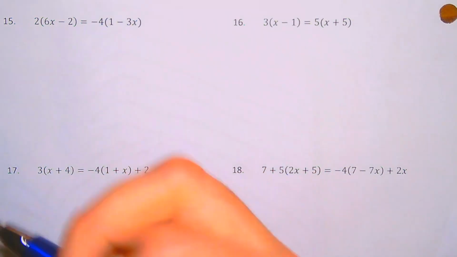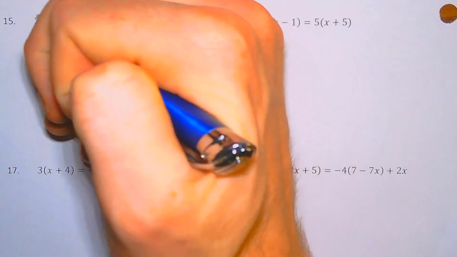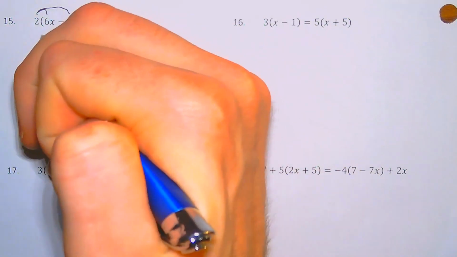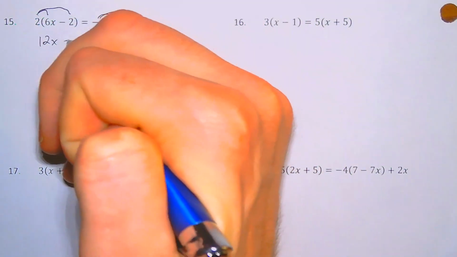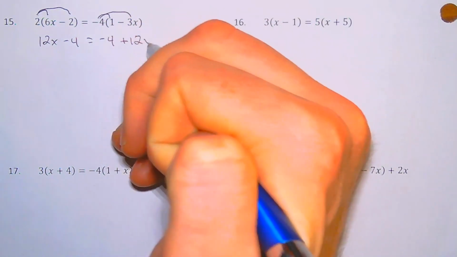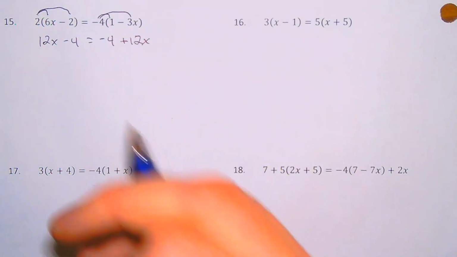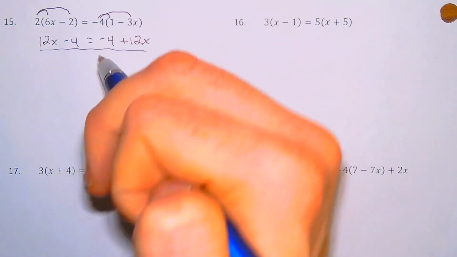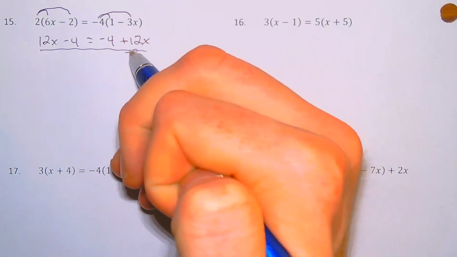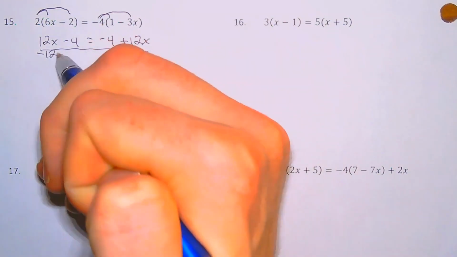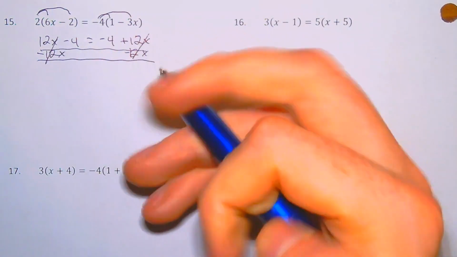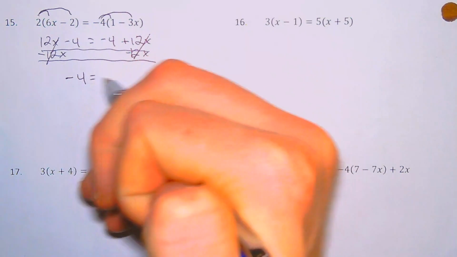Okay? First step that we want to take care of here, multiply through, get rid of your parentheses. 2 times 6 is 12. 2 times a negative 2 is negative 4, equals a negative 4 plus 12x. Okay? Underline that. Next we want to subtract 12x. I should have put the line after what I meant to do here. My bad. Okay? The 12x cancels, the 12x cancels, that leaves us with negative 4 equals negative 4.